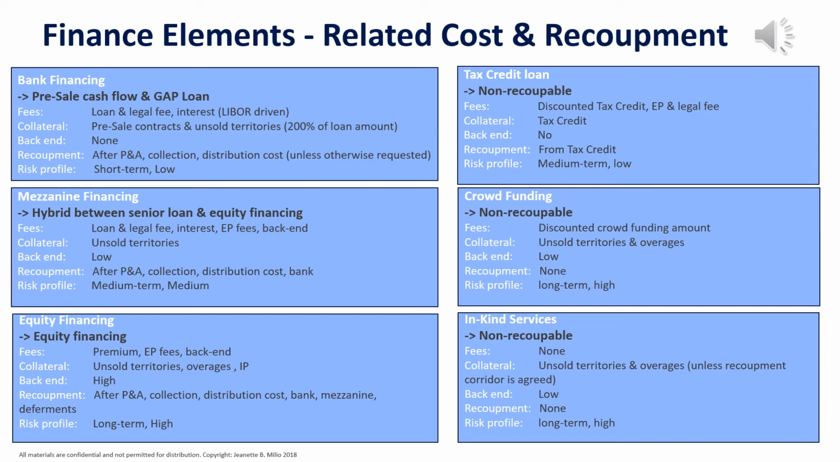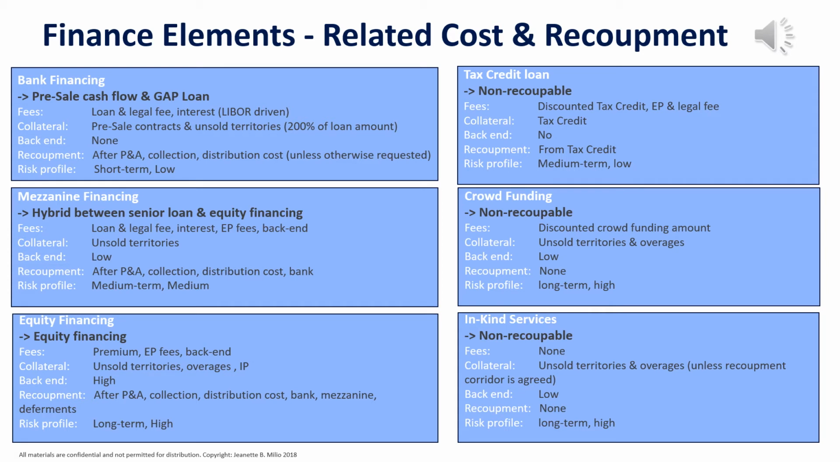It is a loan in the sense that there is a term associated to it and they have the right to take over the film from you if you don't pay them back within that term. That's similar to what a bank would do if you don't pay them back. They also have the right to charge an interest or a premium, which makes them a bit of an equity lender. And sometimes they even request a back-end participation. The fees could include loan fees, legal fees, interest, executive producer fees, and back-end profit participation. The collateral for this loan is also the unsold territories.